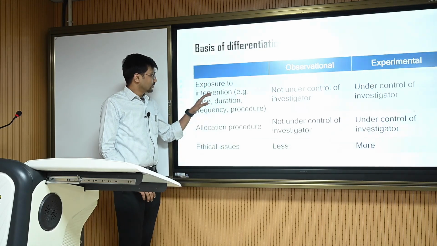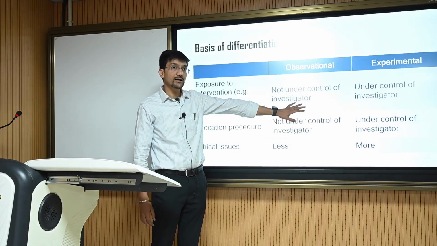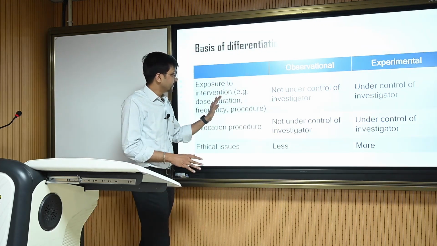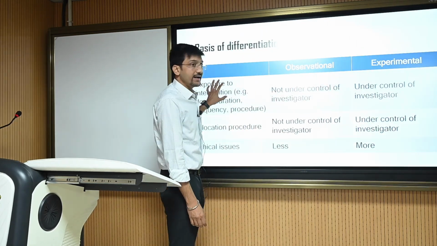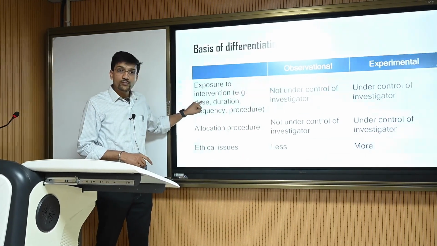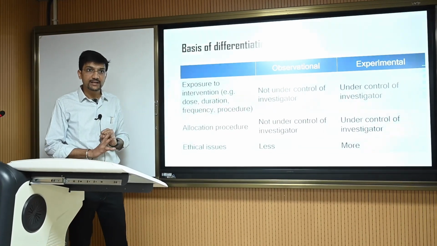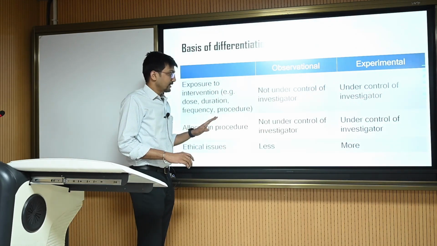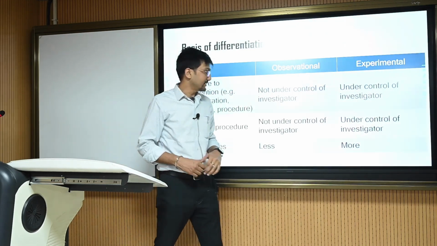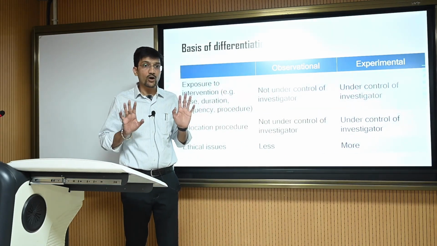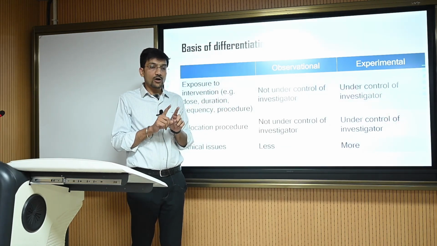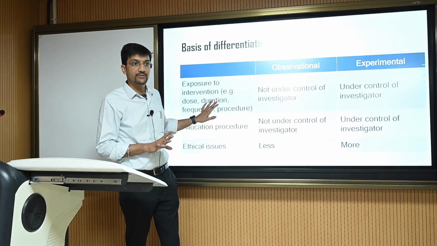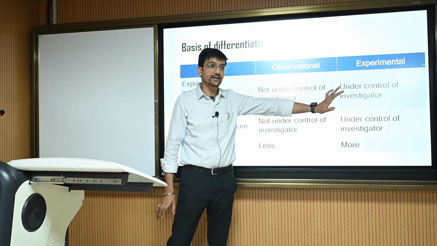This is the difference. So the exposure to intervention is not under control of the investigator. Basically, we observe whatever the patient or population is doing. But here, in the case of an experimental study, we decide what intervention needs to be given, what is the dose, duration, frequency, and things like that. And the allocation procedure into various groups is also decided by the investigator. I am calling myself an investigator as a researcher in the experimental studies. Clear? So what is under control of the investigator? Not deciding which group a person goes to, that is randomization, a different process. But the kind of intervention that we are giving, that is decided by the investigator in an experimental study. Clear?